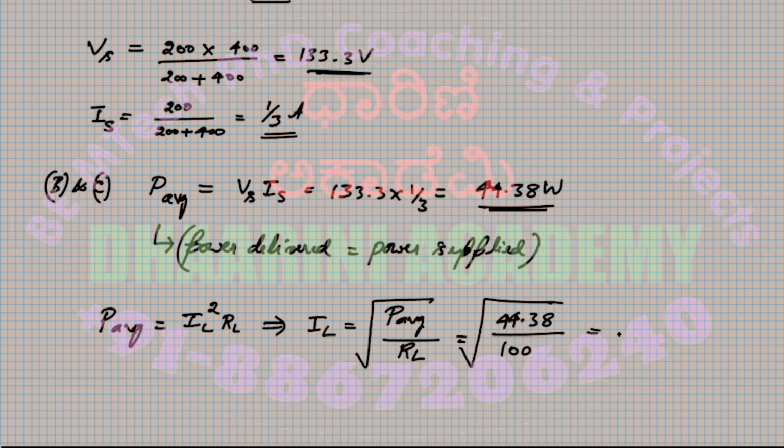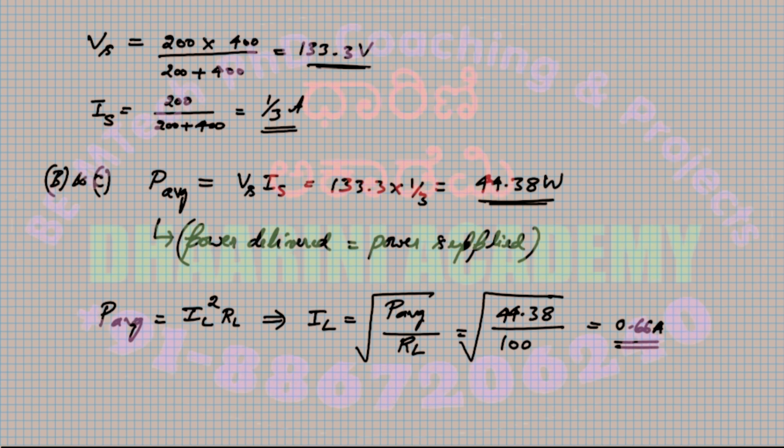Point 0.66, 0.66 current, right? Amperes. That's all. Okay. Do you have any doubt? Okay, let's proceed.